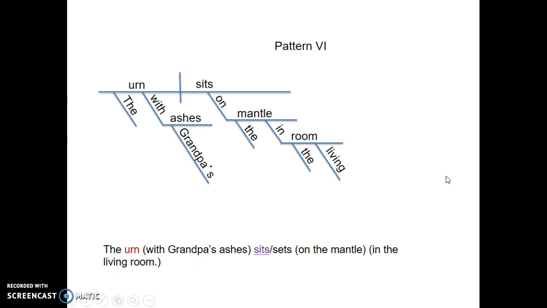Okay, now we're moving on to sits versus sets. We have several prepositional phrases. If we eliminate those, it makes it a lot simpler. Urn is our subject. Sits is our verb, because once you eliminate those prepositional phrases, you see that there's no direct object. So we're using the intransitive verb sits. So that's our main diagram, and then we just put our prepositional phrases in. With Grandpa's ashes is modifying urn, so it goes beneath that. On the mantle in the living room is telling us where, so that goes below the verb sits. So we have a pattern 6 with a subject and an intransitive verb.